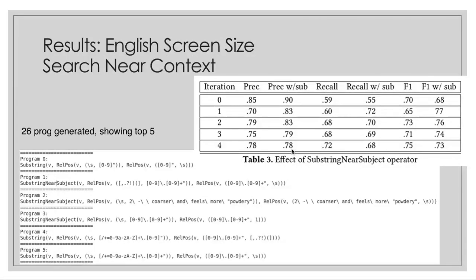So all of this was without using the subject identification that I spoke about when I was talking about the design. And when we include this subject identification and we perform the search for the entity only near the particular subject, we learn these other set of programs like substring near the subject, followed by the relative positions. And we can see that the recall and the precision improve when we are using substring with the search near the context instead of without it.